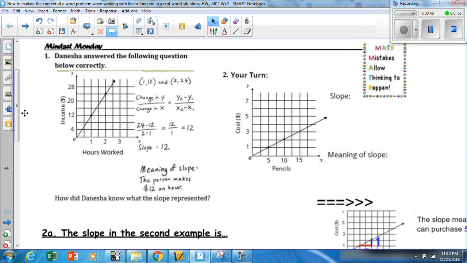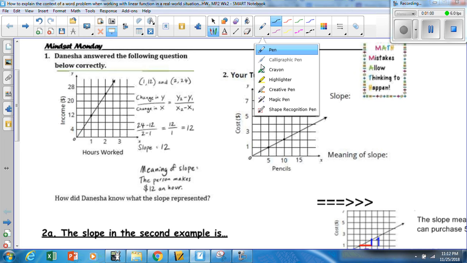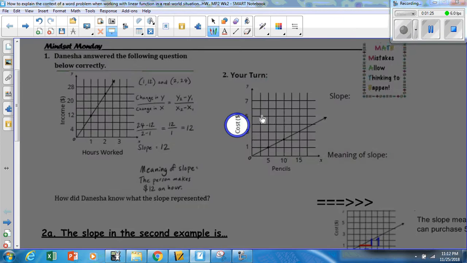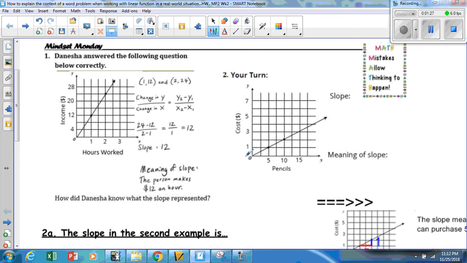Now, we were asked to do the same. And we were asked, not only do we want the slope, but what's the meaning of this slope in the context of pencils and the cost? So how many dollars per pencil is what we're asked. Okay, so here's what I recommended we do. There's always more than one way to skin a cat. We're going to use the triangle method.